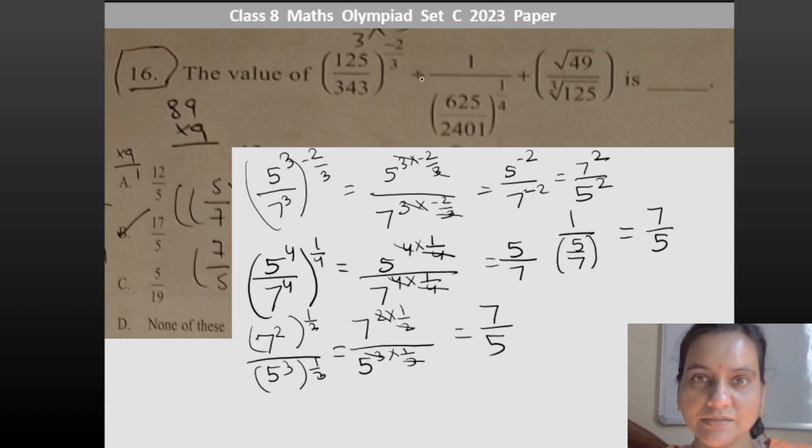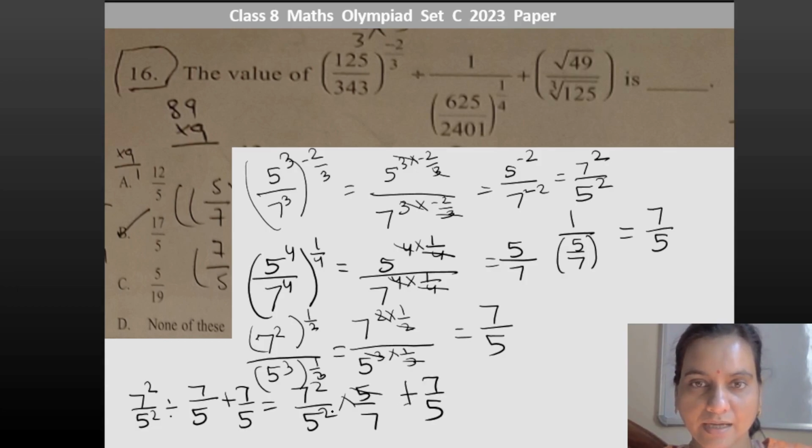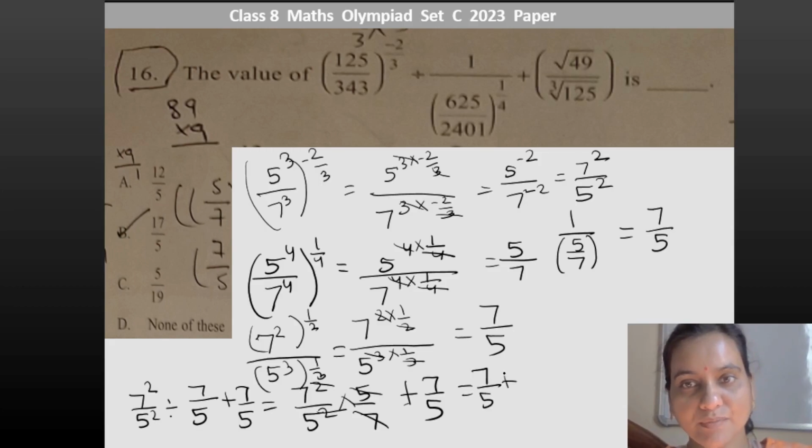Now we will write it with this division and this plus operator in between. So what do we have? 7 square by 5 square divided by 7 by 5, plus 7 by 5. 7 square by 5 square into 5 by 7, plus 7 by 5. What will happen if I try to cancel out? It's 5 square minus 1, so only 5 will remain. Similarly 7 square minus 1, so only one 7 will remain. So it is 7 by 5 plus 7 by 5, which is nothing but 14 by 5.